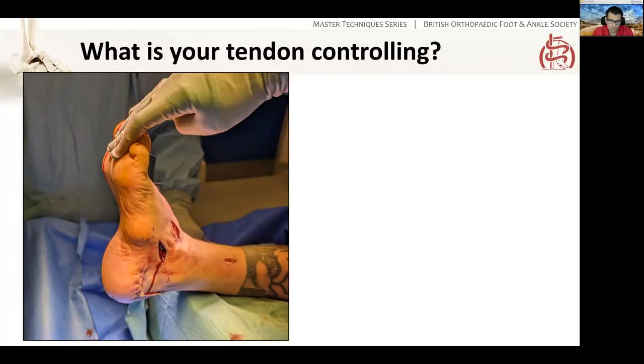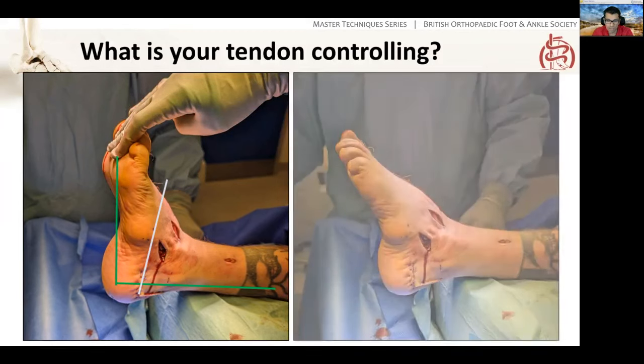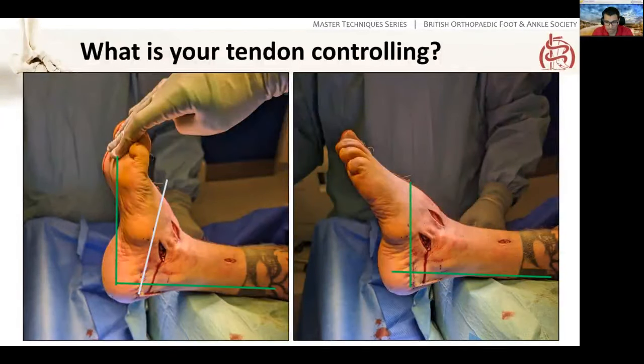Just think about what your tendon is controlling. If you look at this foot, it looks great, doesn't it? But the reality is this is over dorsiflexed at the ankle. And actually, when you have the ankle at neutral, you find that the deformity is at the midfoot. But you can use your tendon transfer to control this if you want to over dorsiflex the ankle. It's just that it's got to be a tendon which spans those joints.